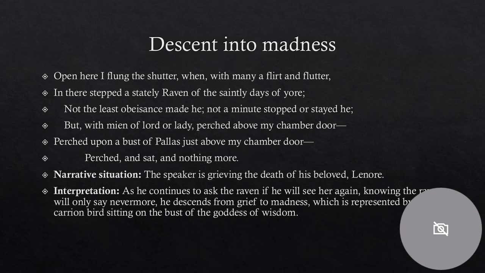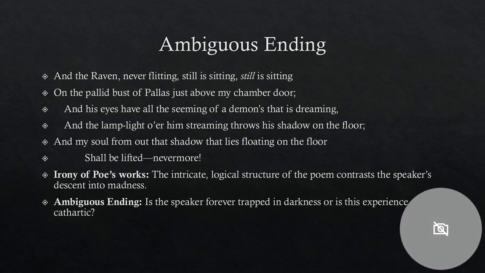So the speaker's kind of making this connection to this imagined person who he believes is the raven's owner, and he continues to ask the raven if he'll see Lenore again, even though he knows from experience, because he's done it a few times, that the raven will only say nevermore. So he's kind of feeding his own grief here in this bad cycle because he's so grief-stricken his mind deteriorates.